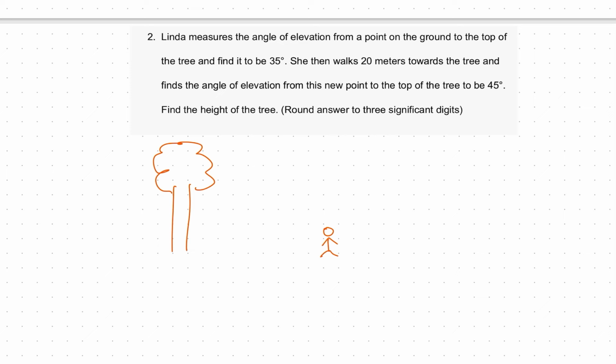So we're going to start all the way from ground zero: bottom of the tree to Linda, and she's at a point on the ground. From this point, when she looks up, the angle of elevation is 35 degrees. Then she walks 20 meters forward, and the new point, let's say x is the new point here, she looks up and the angle of elevation is 45 degrees.